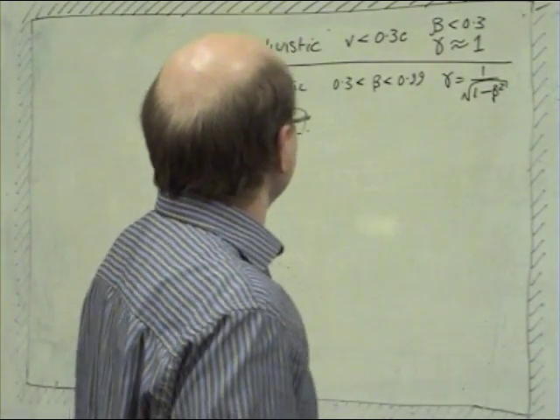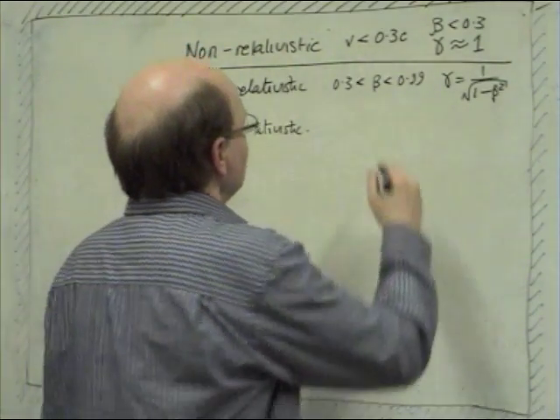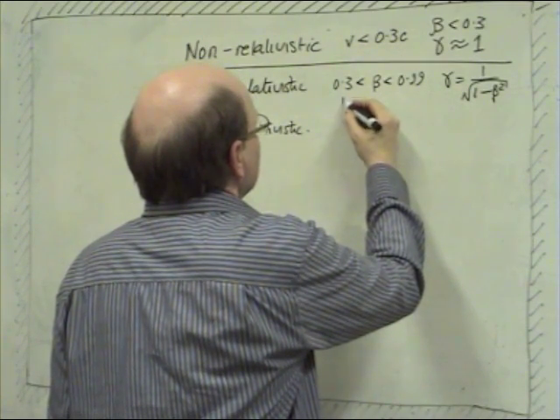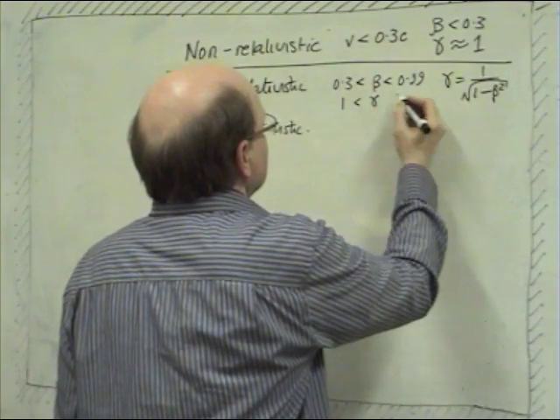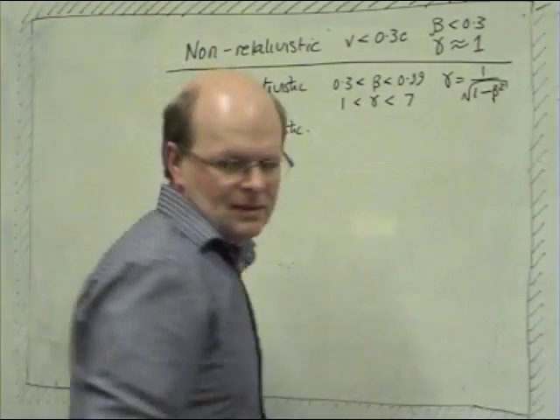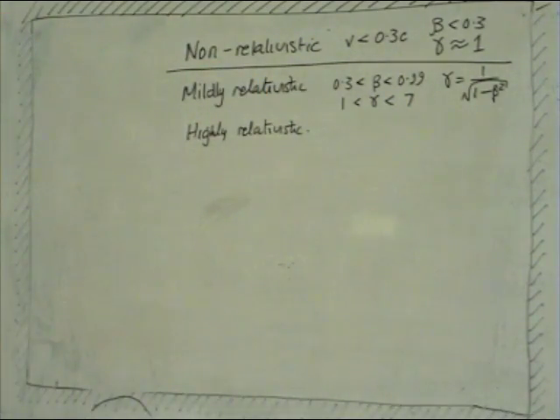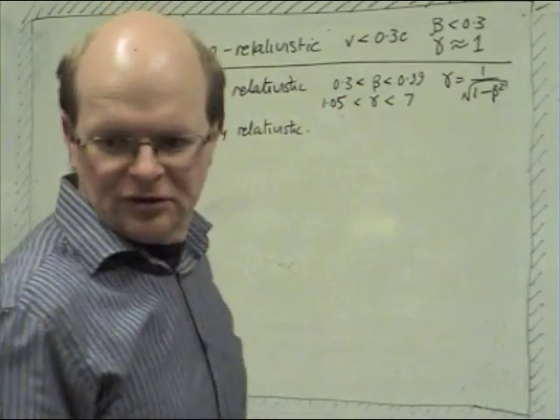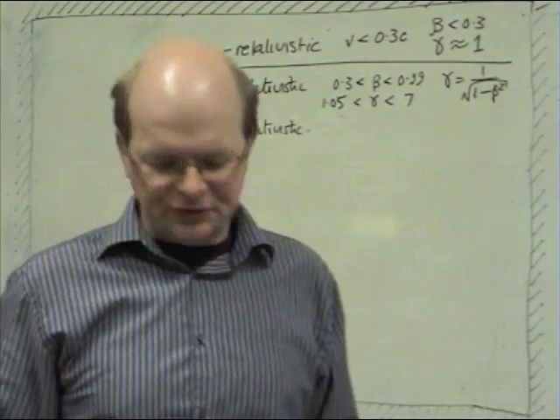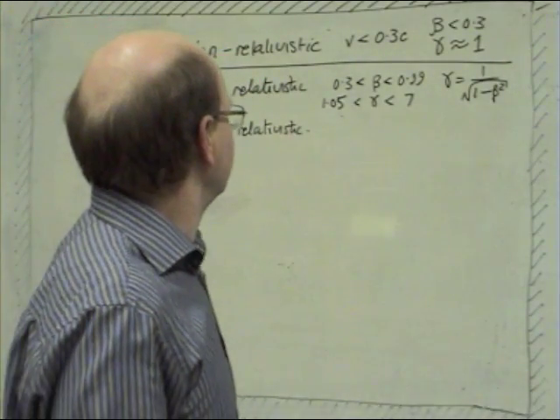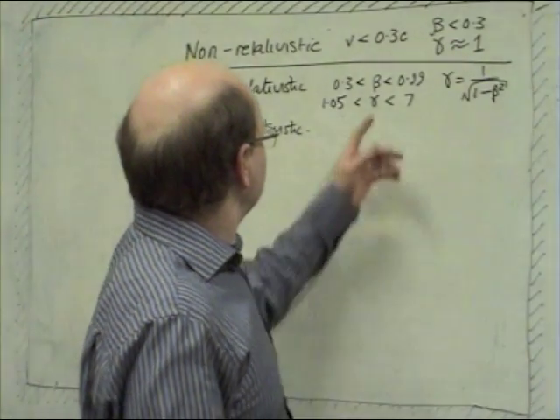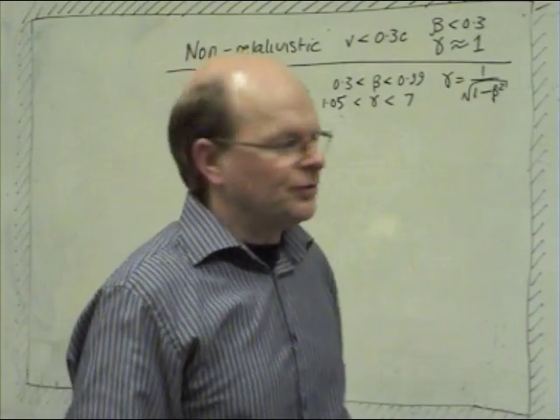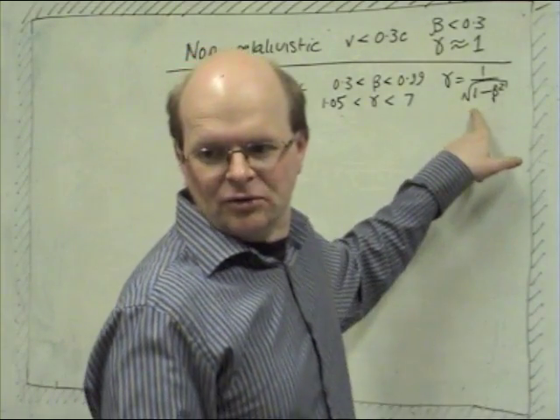Okay? And so it turns out that this regime corresponds to gamma is greater than 1, but less than about 7. Okay, so to be more precise, gamma is greater than 1.05. So 0.3 beta corresponds to gamma of 1.05, so there's a 5% modification to non-relativistic behavior at the very low end of this range of beta. When beta gets up to 0.99, gamma has reached 7. So in that range, I think it's useful to calculate beta from gamma using this formula, or vice versa.